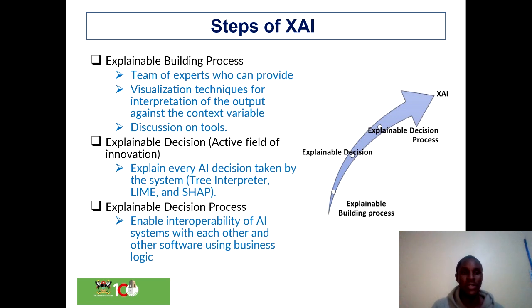For example, shall we be using TensorFlow, PyTorch, or scikit-learn, things like that. And then next, after that, you do the explainable decision. So this involves explaining every decision taken by your system, and this is where you can have algorithms such as tree interpreter, LIME, and SHAP helping with the explanation of your AI's decision. And then the last part of explainable AI development is enabling interoperability of these AI systems with each other, and also integrating with other software systems that may be involved with business.